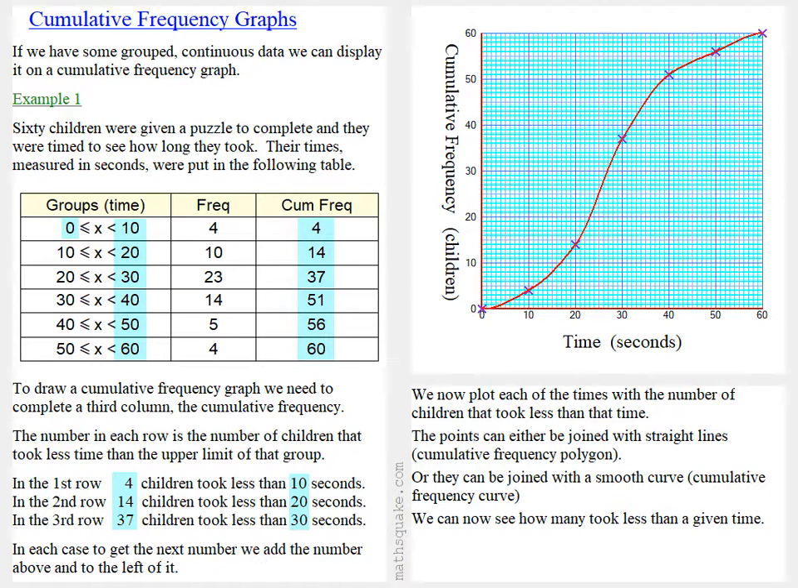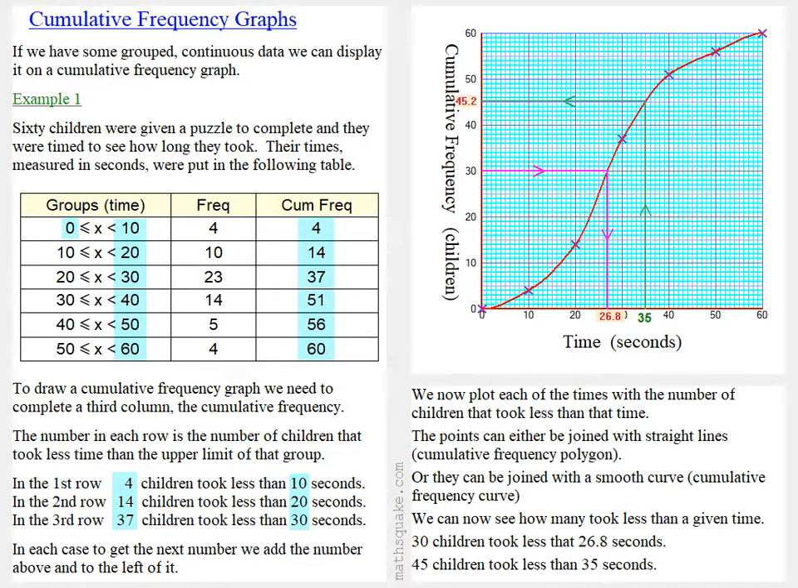Now we can use this graph to see how many children took less than a given time. So if we find 30 children on the y-axis and then look across to the curve and down, we get 26.8. That means 30 children take less than 26.8 seconds. If we find 35 seconds on the x-axis and then look up to the curve and across, we get 45.2 children. In other words, 45 children took less than 35 seconds.